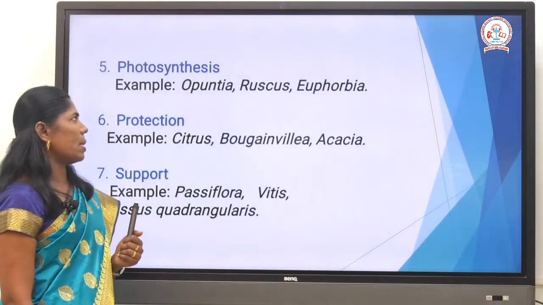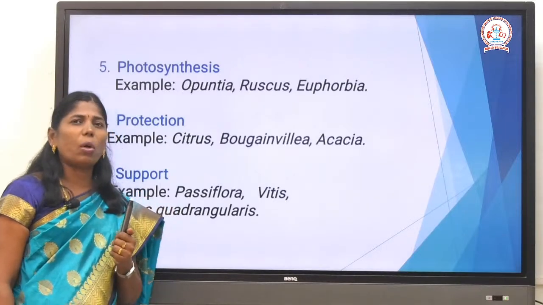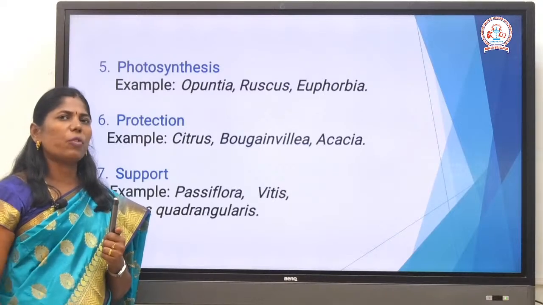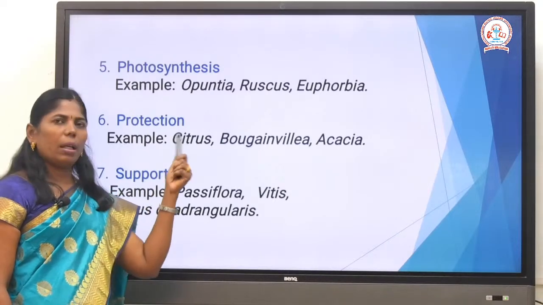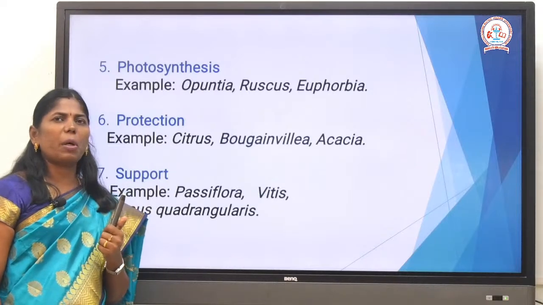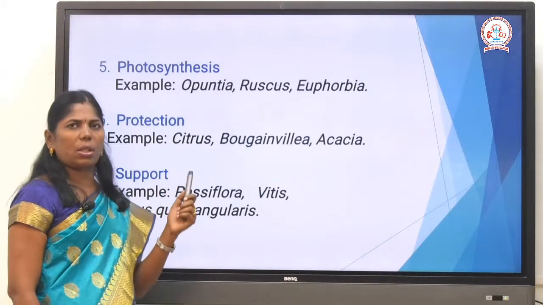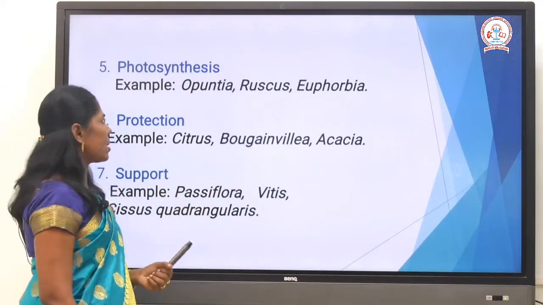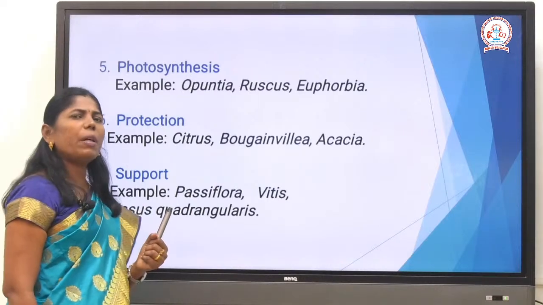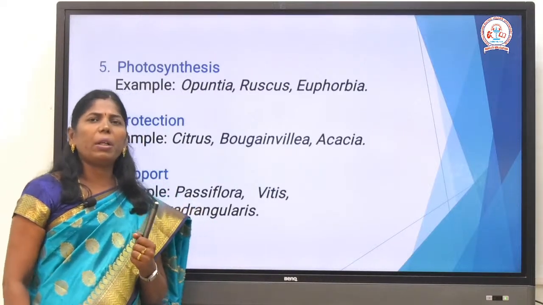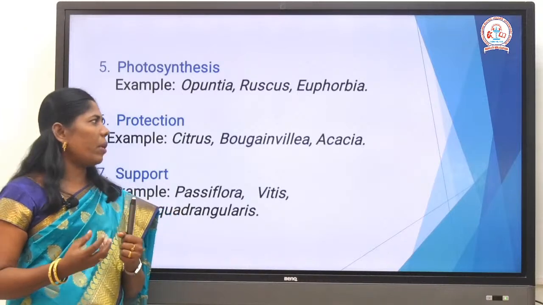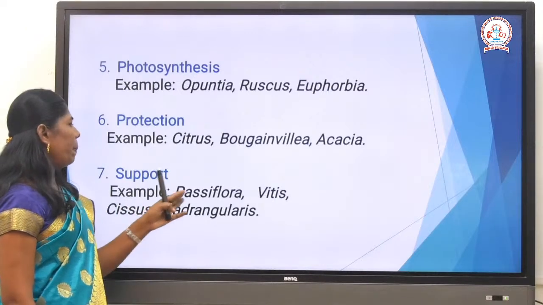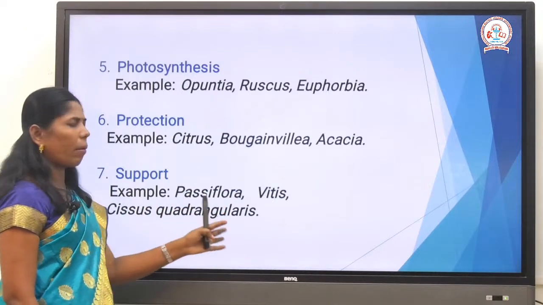And next one is photosynthesis. Okay, so Opuntia's stem is modified to store the water, and at the same time it carries out the function of photosynthesis, instead of a leaf, because the leaves are modified into thorn-like structures. Okay, Ruscus, Euphorbia. So these are all desert plants. And next, protection. In some plants, the stem is modified into thorn-like structures, because they want to protect from the animals. So next, support. Example, Passiflora vitis and Cissus quadrangularis.